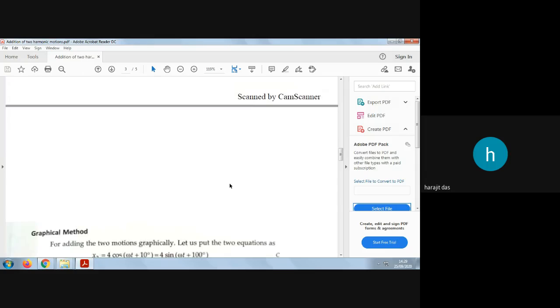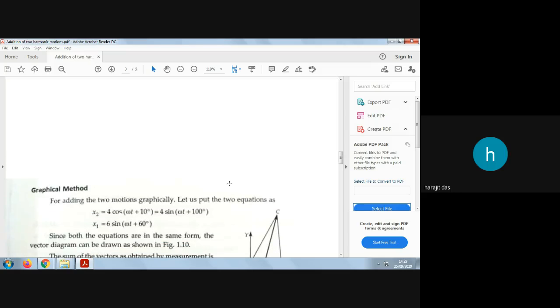So dear students, I think now you will be able to add simple harmonic motions graphically as well as mathematically, and you will be able to find the resultant amplitude and the resultant angle, or the angle the resultant makes with the reference line.